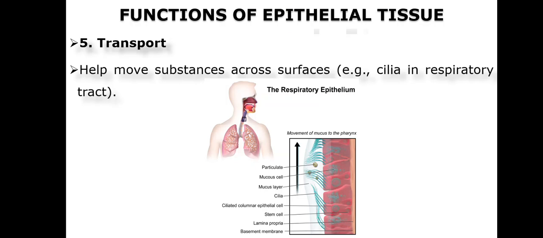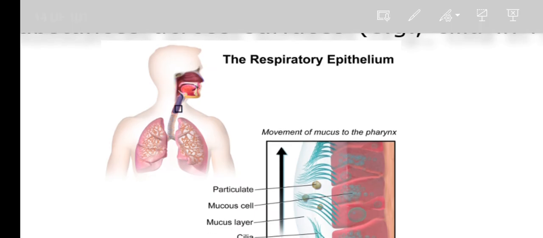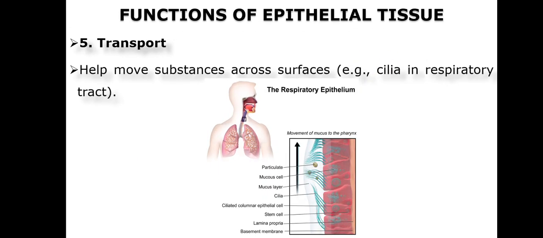Okay, last but not the least, this epithelia also allows transport of unwanted things. It could be wanted or unwanted things. Just to give an example, I'm just using the word transport in general. So they help remove substances across surfaces, e.g. the cilia in the respiratory tract. So if you look at the respiratory tract here, which is just part of the respiratory system, there's what we call the cilia.